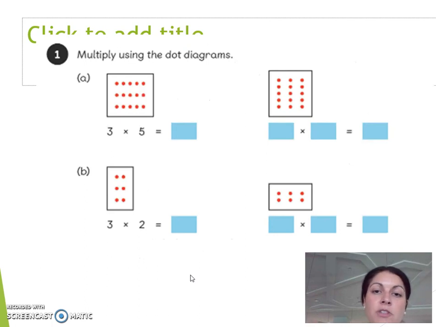Now, the children can do this also as practice at home. 3 times 5, the arrays have been done, so they can count in fives. 5, 10, 15. So 3 times 5 is 15. They could write 5 times 3 equals 15. And I'll leave B so that you can do it also.